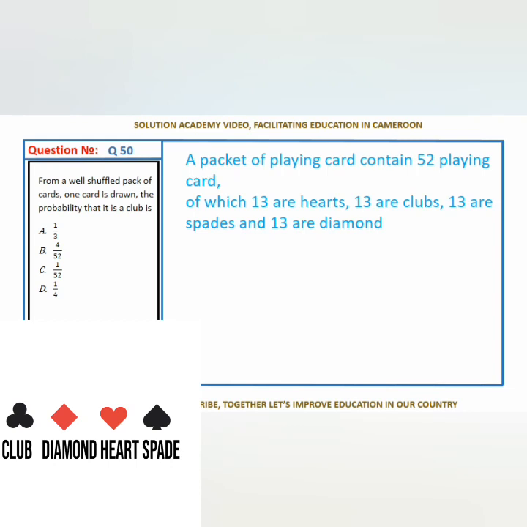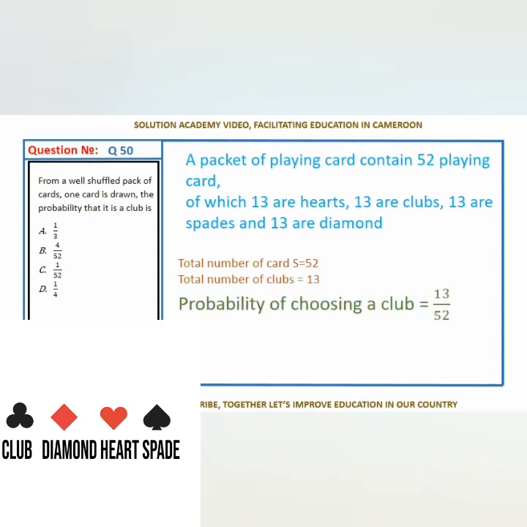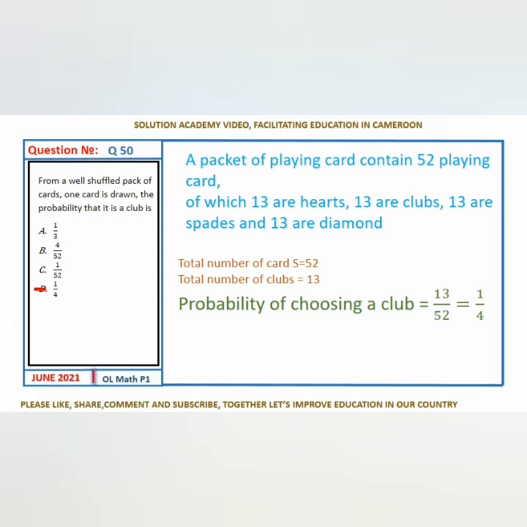So we have to know that the total number of cards in a pack is 52 and the total number of clubs is 13. So the probability of choosing a club should be the number of clubs divided by the total number of cards. That gives us 13 over 52, which is 1/4. And the answer is D.